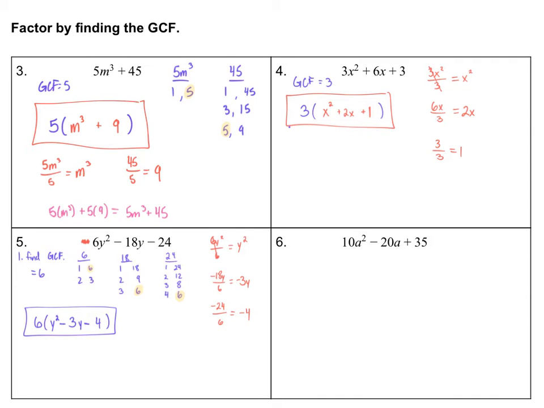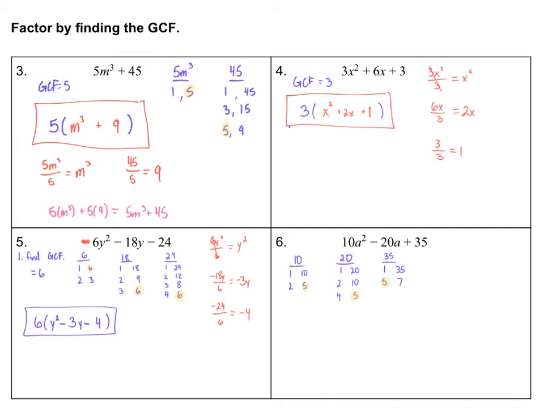All right, number 6. The GCF between 10a squared, negative 20a, and 35. So they don't all have variables, so I'm only looking at the numbers. So 10, my factors are 1 and 10, 2 and 5. 20, I have 1 and 20, 2 and 10, 4 and 5. And for 35, I have 1 and 35, 5 and 7. So my GCF, I can see, is going to be 5.